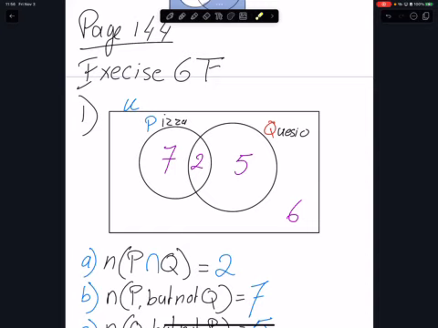And then the first question A says, P intersecting with Q. What does that mean? That means everyone who likes pizza and quesillo. How many people in that specific class like pizza and quesillo? That's easy. Those two here. Simple.